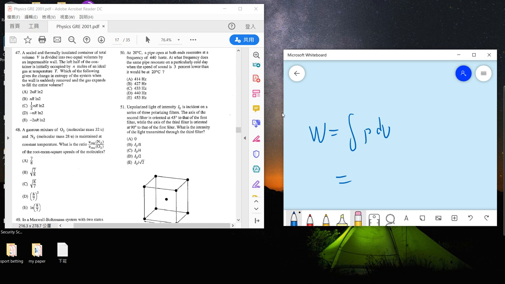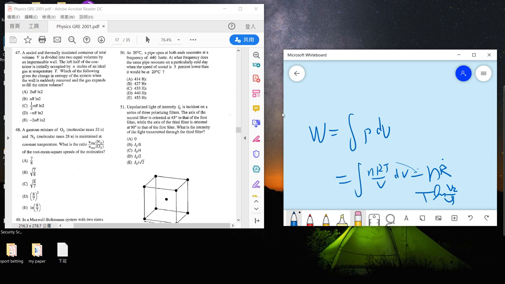Okay, so work is just PDV, and P is just nRT divided by V, dV. So what we have is nRT log V2 divided by V1, if there's no temperature difference, and actually there's no temperature difference. So what we have is just nRT, but this is work.